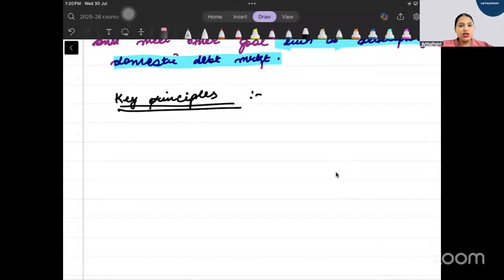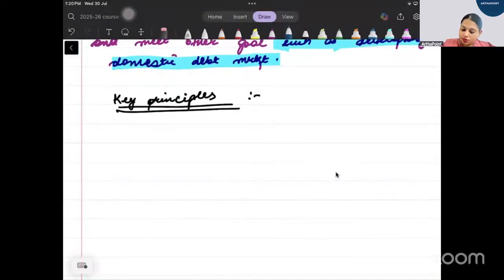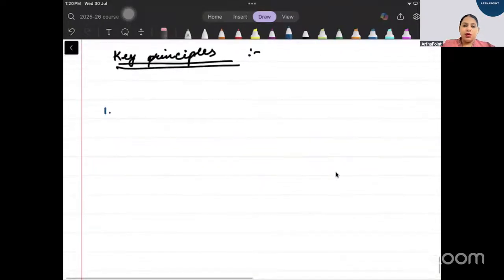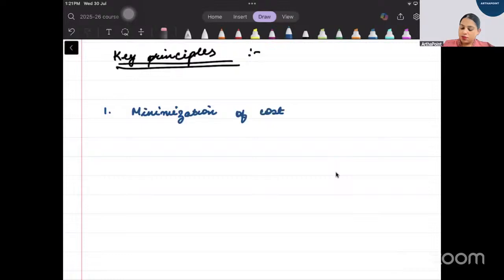These are the key principles which we need to go ahead and follow. Let's begin with the first one. Minimization of cost over the long term.